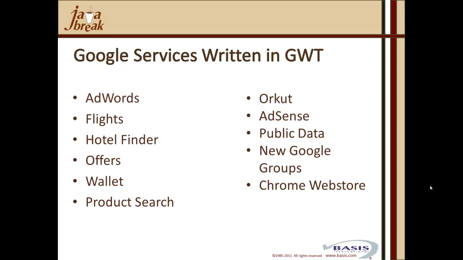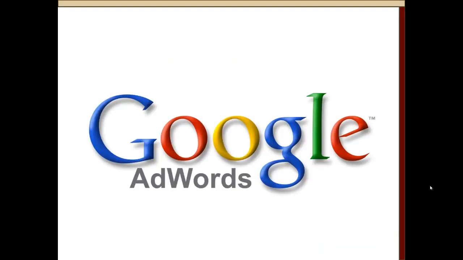Being that it's a Google product, probably some of the best examples are Google services written in GWT. AdWords, Flights, Hotel Finder, Offers, which is similar to Groupon, Wallet, Google Wallet, Product Search, a whole host of them. Let's have a look at some of them.